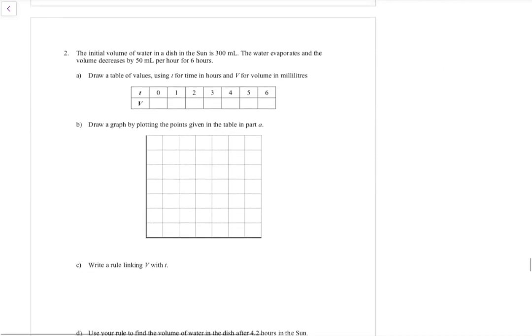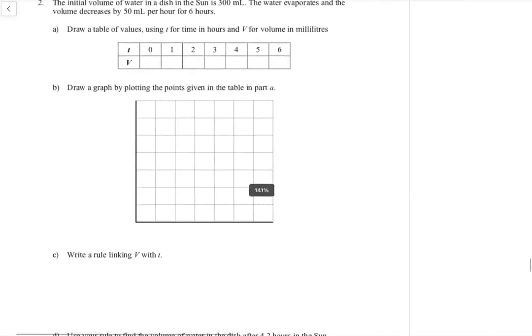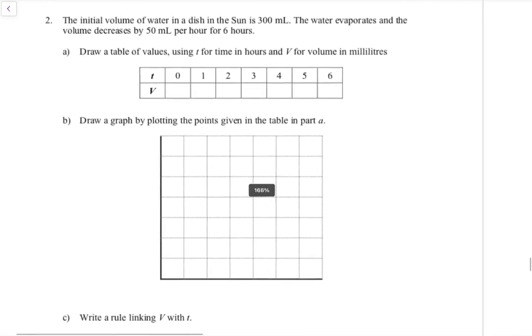Let's try our second question. Now the second question says, the initial volume of water in a dish in the sun is 300 millilitres. The water evaporates and the volume decreases by 50 millilitres per hour for 6 hours. So the water that's in our dish is out in the sun for 6 hours. Water's evaporating. We want to know how much is left after 6 hours effectively.